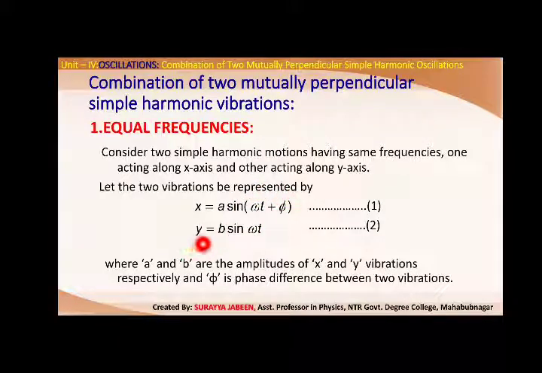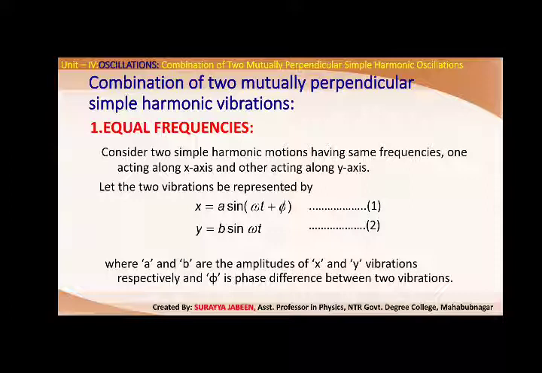Then this is the displacement along the y-axis, so we have taken y, and the amplitude here is b. So a and b are the amplitudes of the x and y vibrations respectively, and phi is the phase difference between the two vibrations, because the x motion is ahead of the y motion by an angle phi. So the x vibration is ahead of the y vibration by an angle phi, which is nothing but the phase difference between the two vibrations.